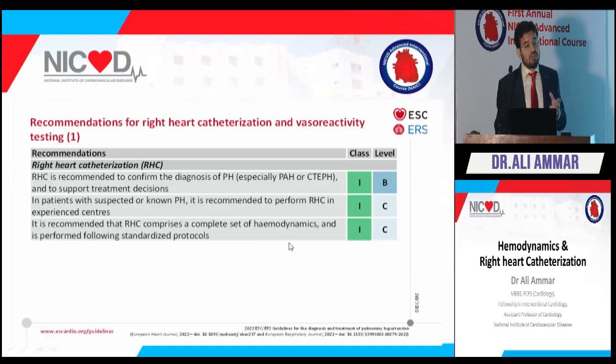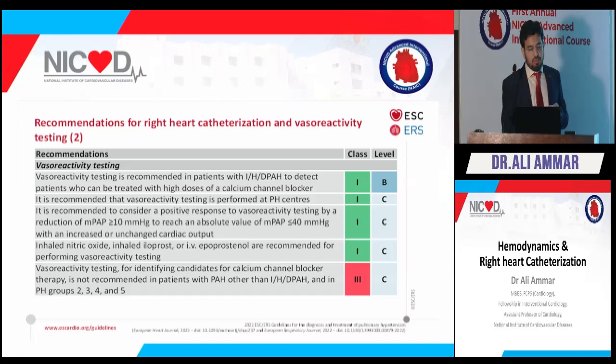So what are the indications for the right heart cath? In the ESC guidelines, they show that it should be done for the confirmation of the diagnosis of PH and to support the decisions regarding the treatment. Another important thing here is that vasoreactivity testing is also recommended in the right heart cath. But vasoreactivity testing should not be done for identifying the candidates for calcium channel blocker therapy when they belong to groups 2, 3, 4, and 5. So it is recommended in group 1 patients.